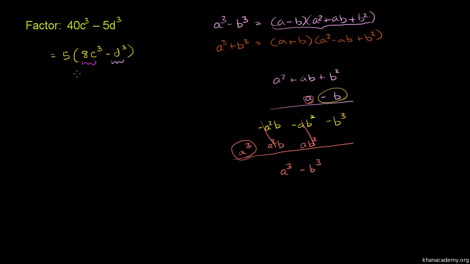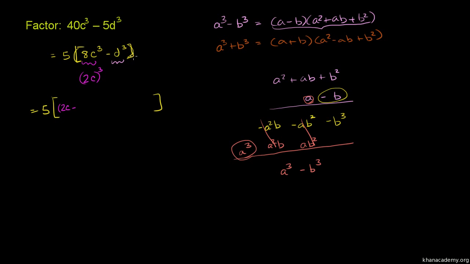This 8c to the third, that is the same thing as 2c to the third power. And then d to the third is clearly d to the third power. So let's just factor this out. So this is going to be equal to, let's put this 5 out front. I'll put brackets here, so we could view these brackets as being right over here. And then this is going to be a minus b. A here is 2c. So it's 2c minus b.